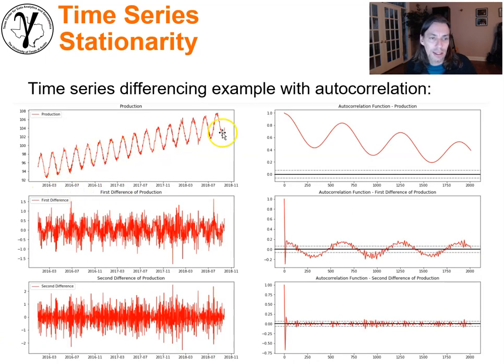This is our original data set right here. Here's the first difference, and look at it. It's already become quite a bit more stationary. And look at the second difference.